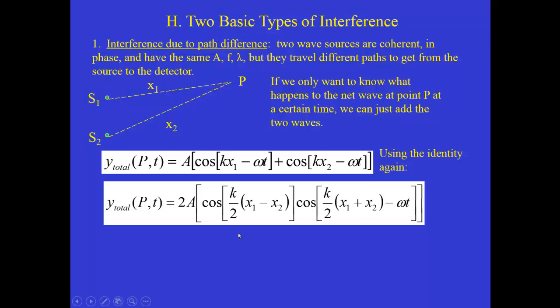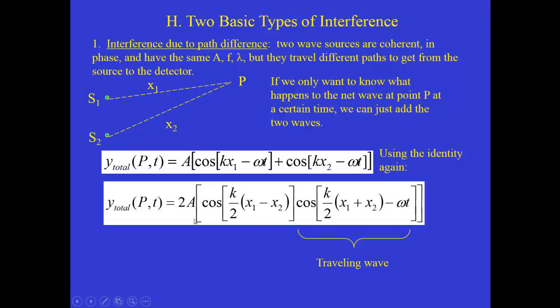Now, let's look at this result carefully. You'll notice that the second term on the right-hand side looks a lot like the individual waves, because it's k times some kind of distance, in this case the average of the two distances, minus omega t. So this term has the same mathematical form as a traveling wave. The sum of the two waves produces a net traveling wave that gets to point P.